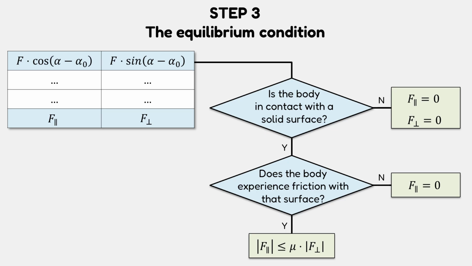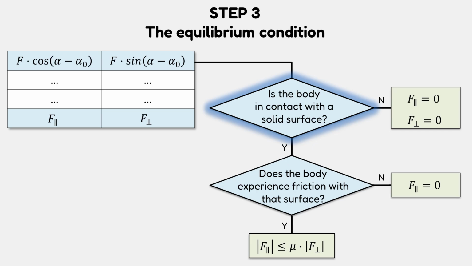Here mu is the coefficient of friction, a dimensionless number that depends on the material and the texture of both the body and the surface. At this point, all that remains is to use the data to solve the equilibrium equation. Before doing that, I'd like to take a moment to explain the flowchart.